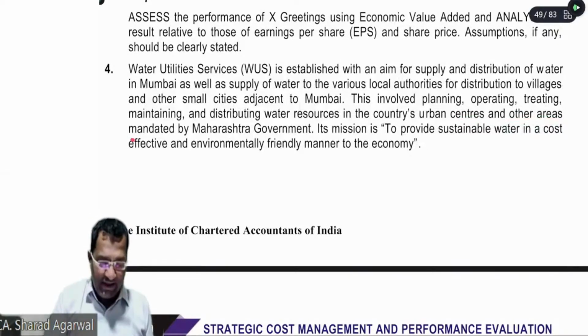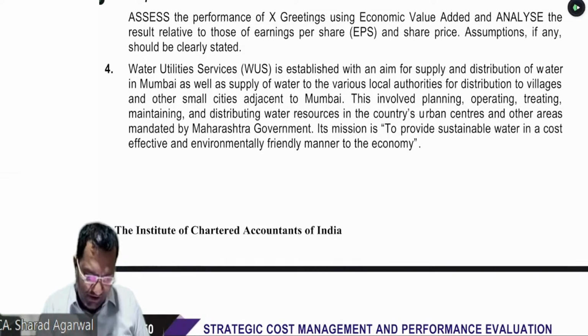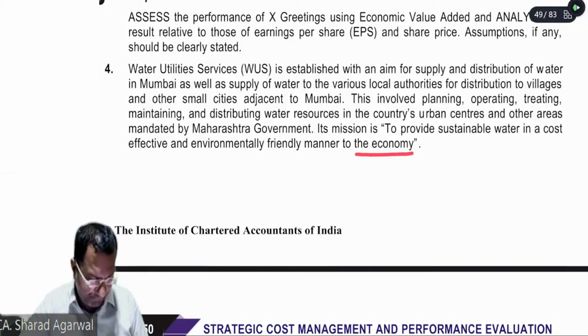So indirectly here, our business is controlled by the state government. The name of the company is Water Utility Service. We supply water in Mumbai and in the nearby villages that are adjacent to Mumbai. Our areas where we can supply the water are licensed, are mandated by the Maharashtra government. Our mission is to provide sustainable water in a cost-effective and environmentally friendly manner to the economy. So this is the mission of our company.